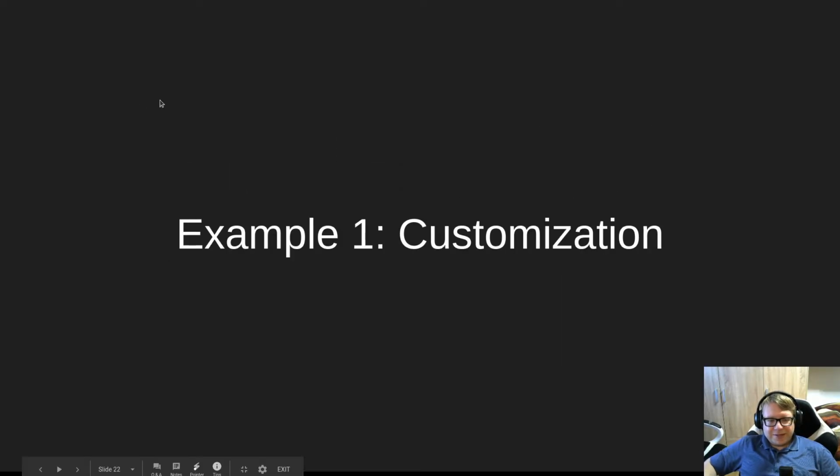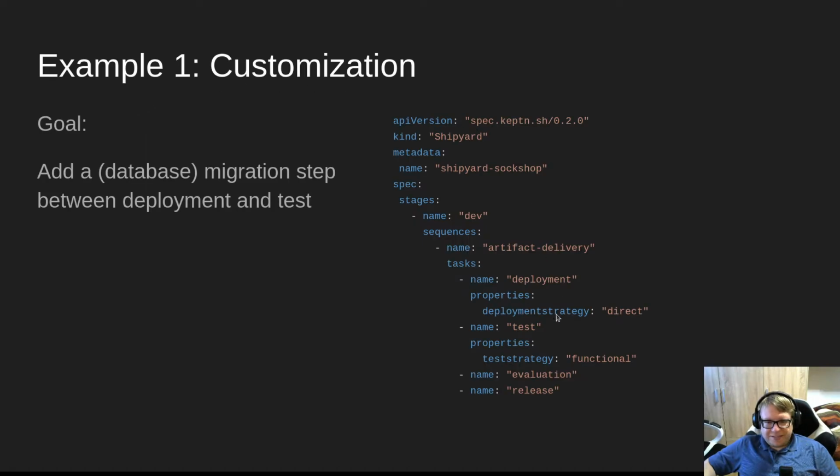If you have, then enjoy this content, because here we're going to show you how to use the Shipyard by example. So with the first example, we're going to start with one of the major advantages of the Shipyard file, which is customization. So let's say this is our existing workflow or existing sequence in the terms of Shipyard. It's an artifact delivery for our dev stage, and we have deployment, test, evaluation, and release. What we want to add is a database migration step, for example for Django projects, Laravel projects, but also various other projects. And we want to add it after the deployment step and before the test step.